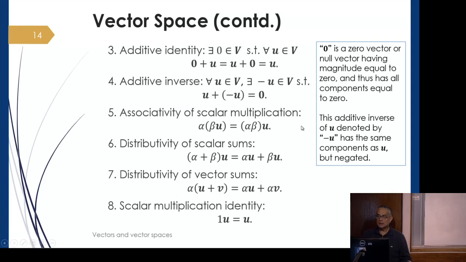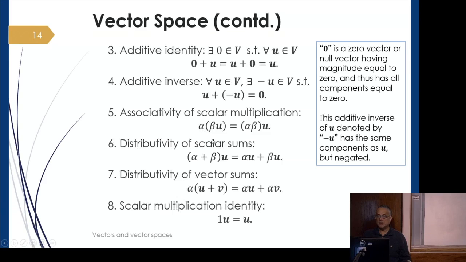Okay? Just to clarify, I've used this term. 0 is simply the vector where all elements are 0. And similarly, the additive inverse of U has the same components with the sign changed, basically. Okay? Element by element. Property number 5, associativity of scalar multiplication.